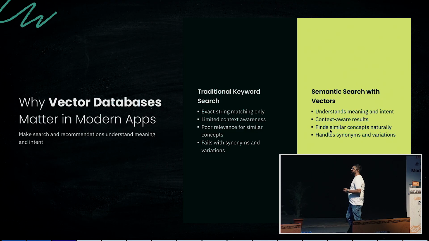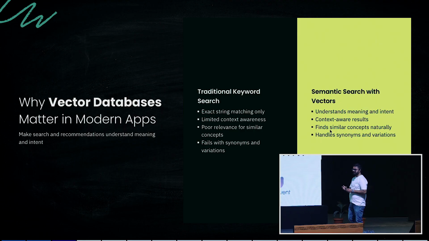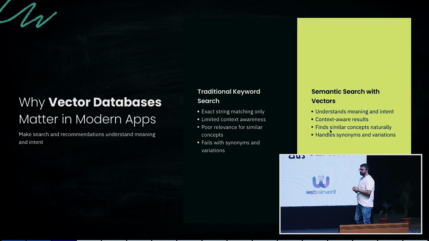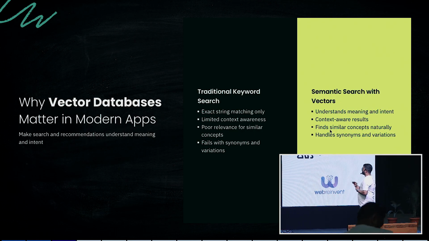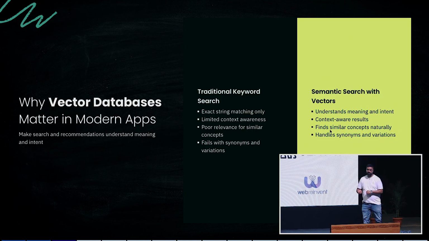Poor relevance for similar concepts, and it fails with synonyms and variations. That's a very good example that I have given you about the name and the emails. And when it comes to the vectorized one, it finds similar concepts naturally and handles the synonyms and the variations very easily.